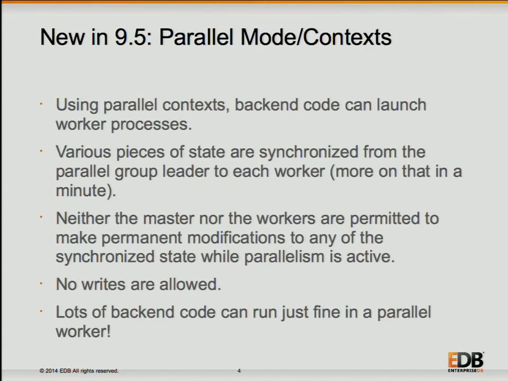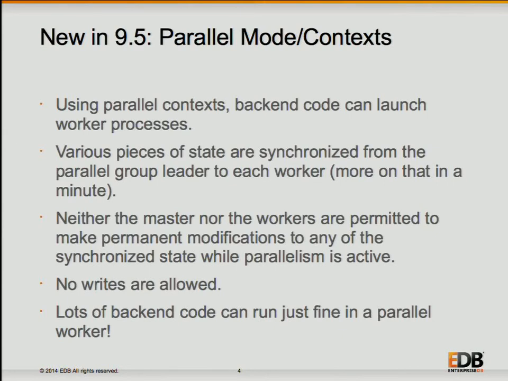So the other and probably bigger thing that we got in 9.5 was this concept of parallel mode and parallel contexts. And this basically makes it much easier for the master process to spin up a bunch of workers and to initialize the state of those workers so that it more or less matches the master. Now, it doesn't exactly match the master, and that's because we're not creating these worker processes by fork, okay? In Postgres, in our architecture, every process in the system is a child of the postmaster process. And so that means that the new worker processes that we're spinning up are launched by the postmaster. We contact the postmaster and say, please launch a worker process, and it does.